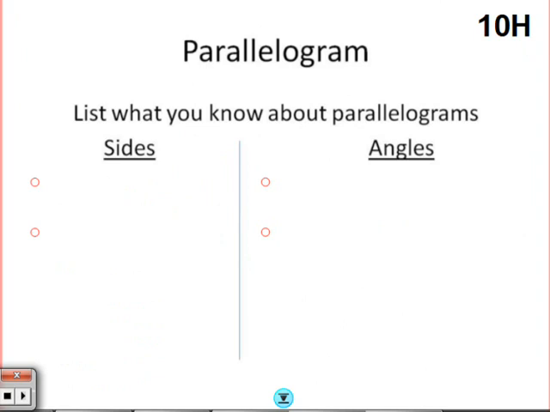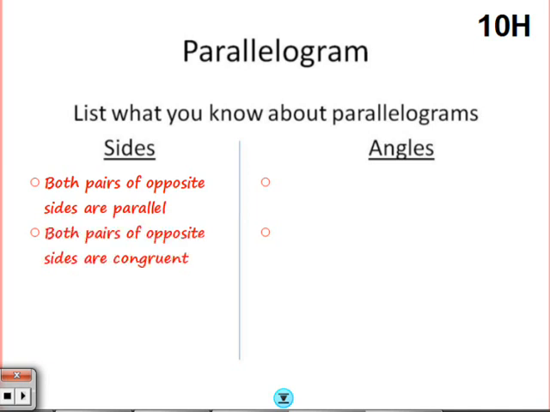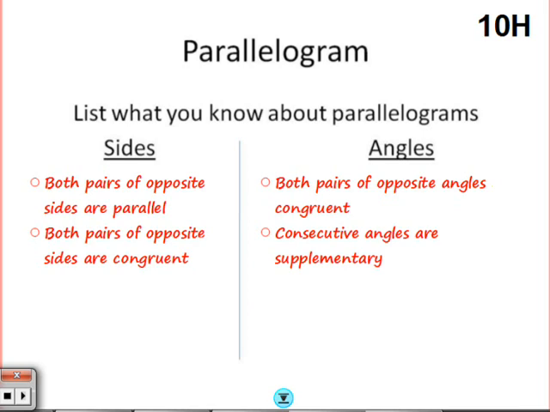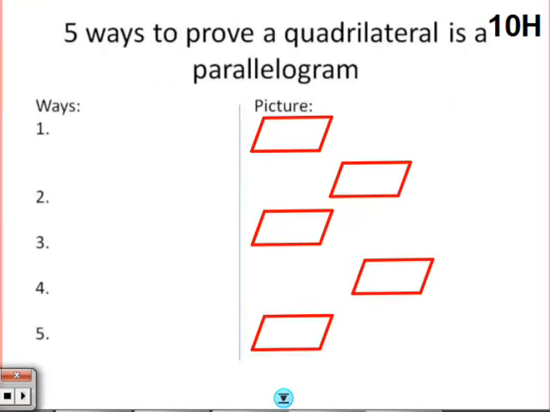Things that we know about parallelograms, things that we know to be true. So we know that both pairs of opposite sides are parallel, and we know that both pairs of opposite sides are also congruent. Things that we know about the angles: we know that both pairs of opposite angles are congruent, and we know that consecutive angles are supplementary. So these are all things that you already know. You can probably copy that from old notes or just write those down because you already know them.